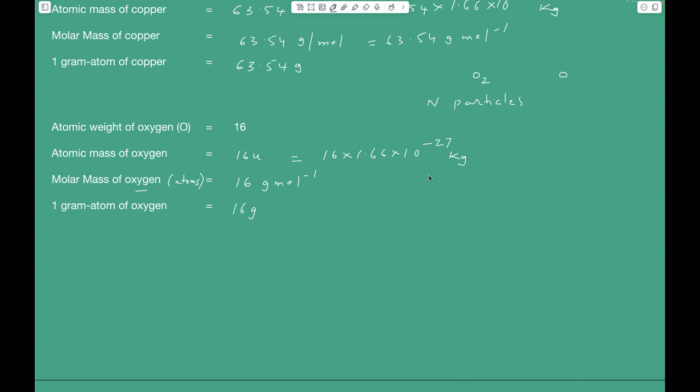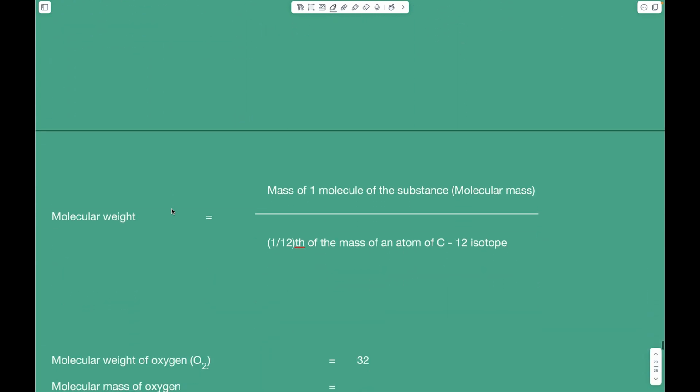So I believe now you understand how to figure out the atomic mass, molar mass, and the values of gram atoms of different elements that are composed of atoms. You know, all inert gases and all metals are monoatomic. They are composed of atoms, or their molecules contain only one atom each. Now there are many substances that are actually composed of molecules.